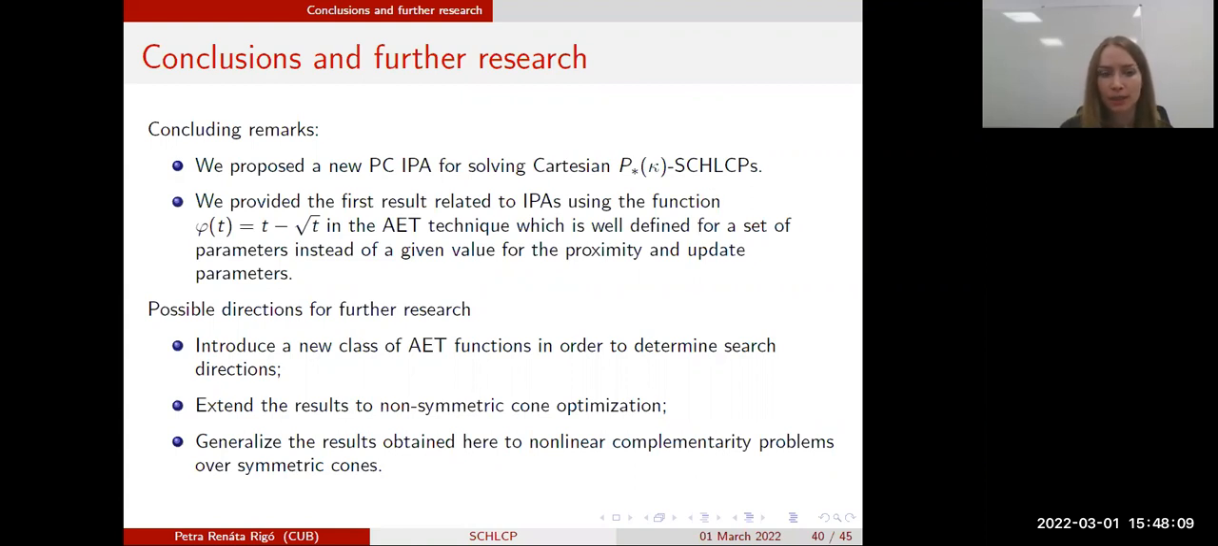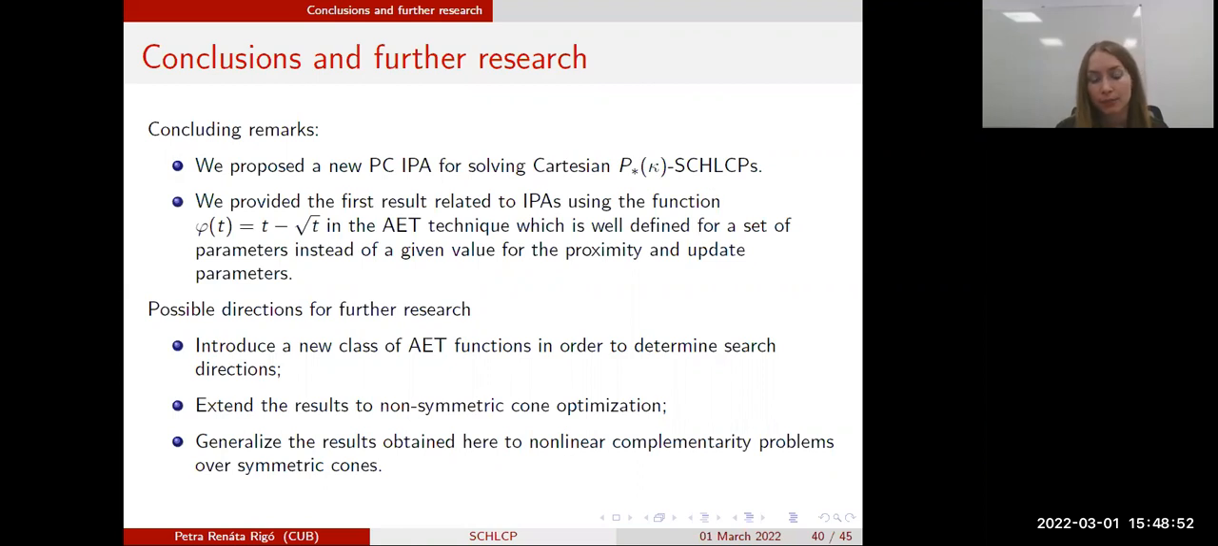I mentioned possible further research. It would be very interesting to define whole classes of AET functions for which we can define algorithms and for which we can also prove and achieve this complexity bound, so this polynomiality, of course, in kappa and size of problem and in the rank in this case. And it would also be interesting somehow to compare them to the corresponding kernel functions as well.